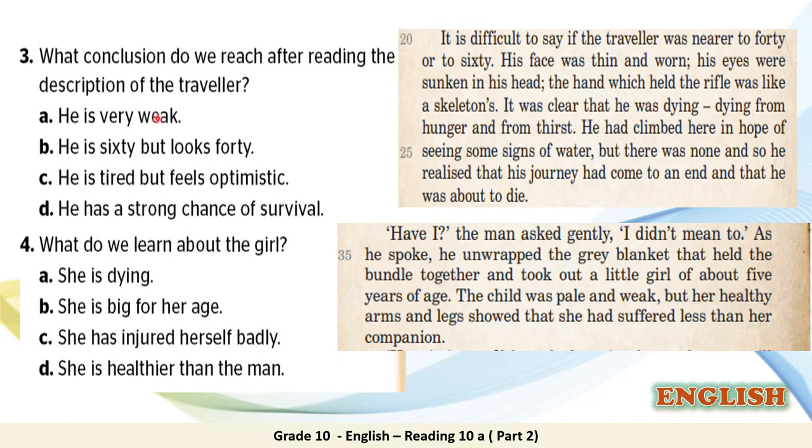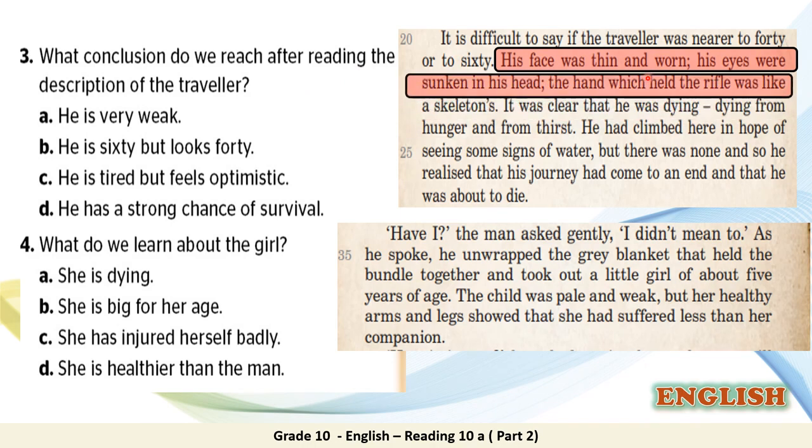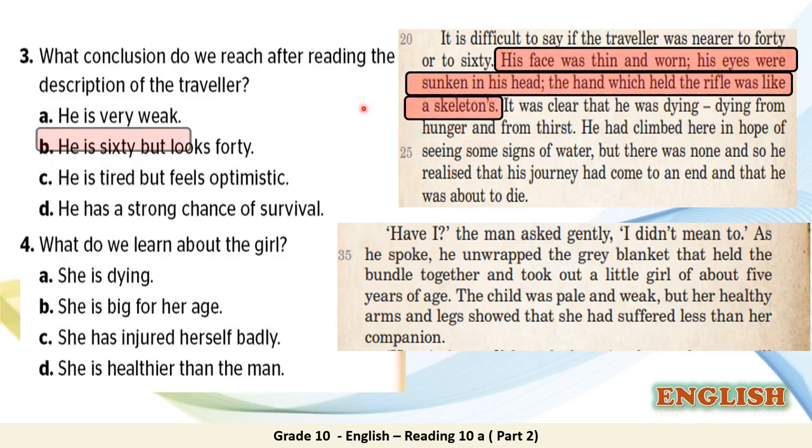Question 3. What conclusion do you reach after reading the description of the traveler? So the correct answer is, let's see the evidence. His face was thin and worn. His eyes were sunken in his head. The hand which held the rifle was like a skeleton's, which means that, that's correct, he is very weak.